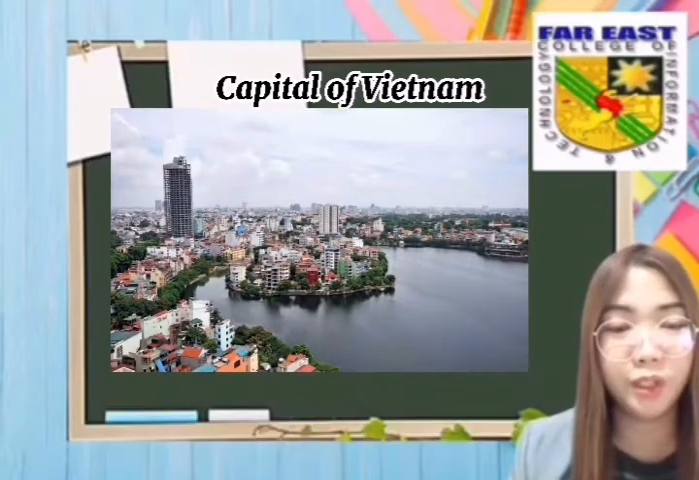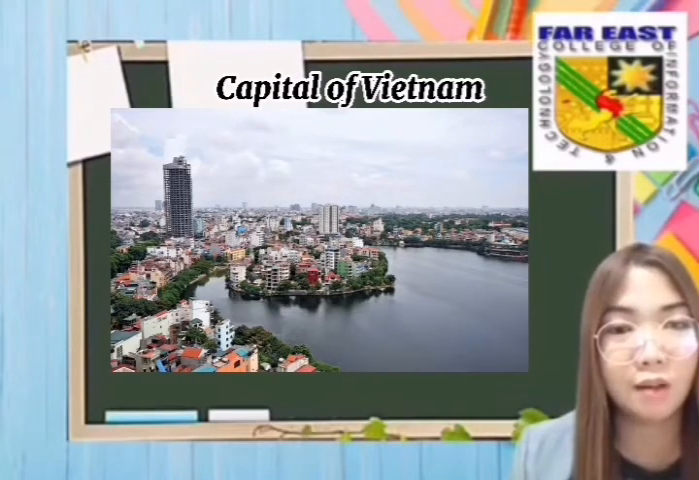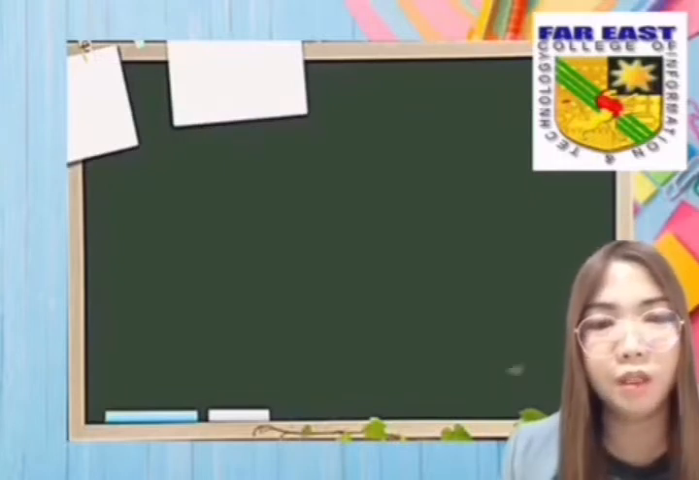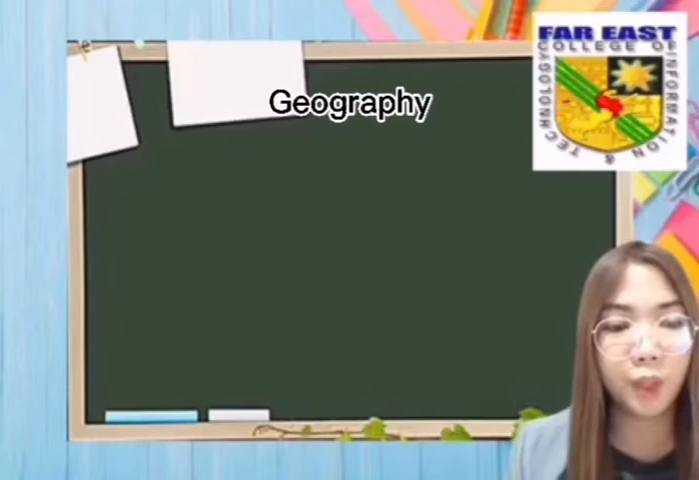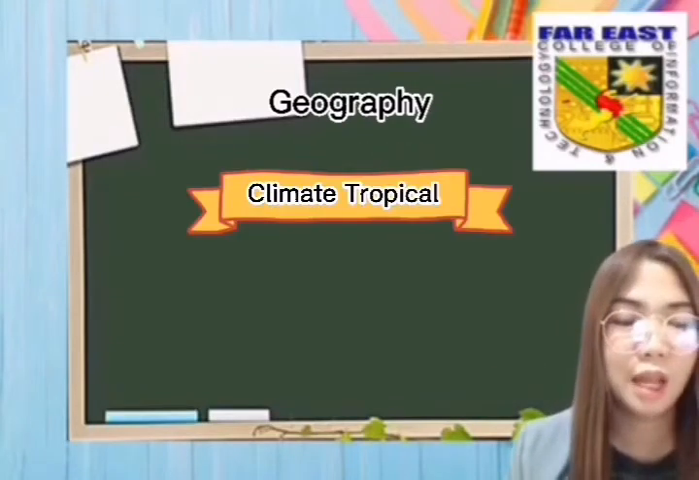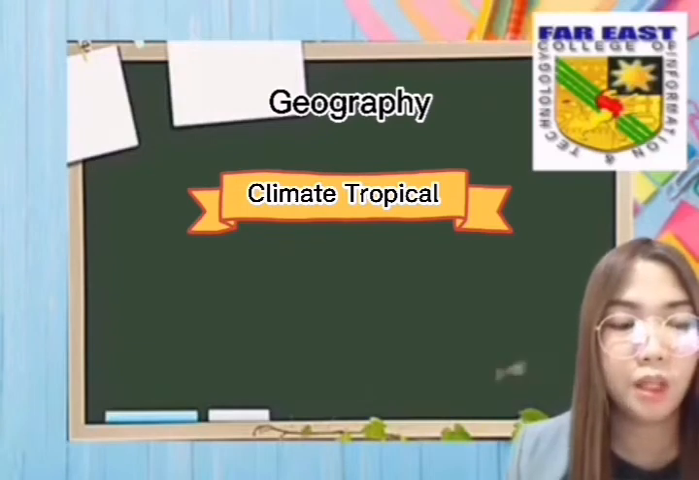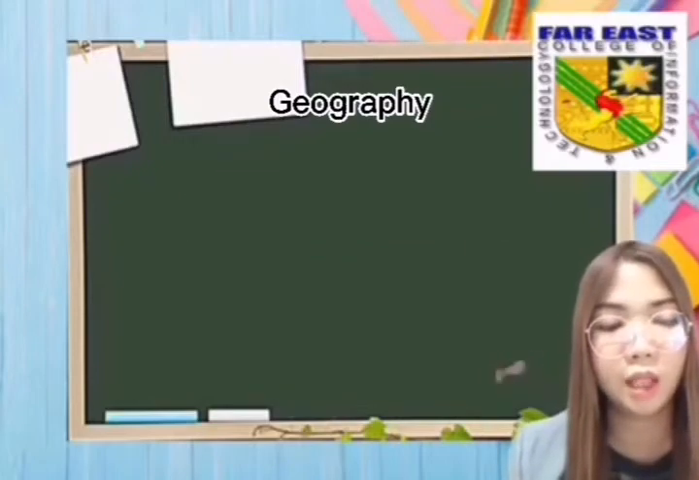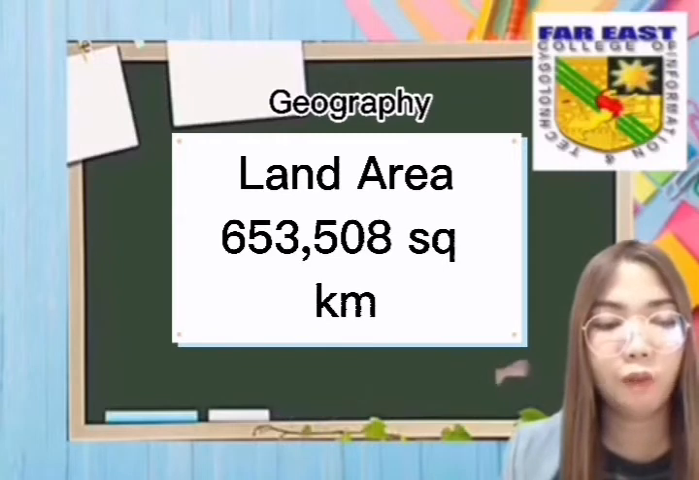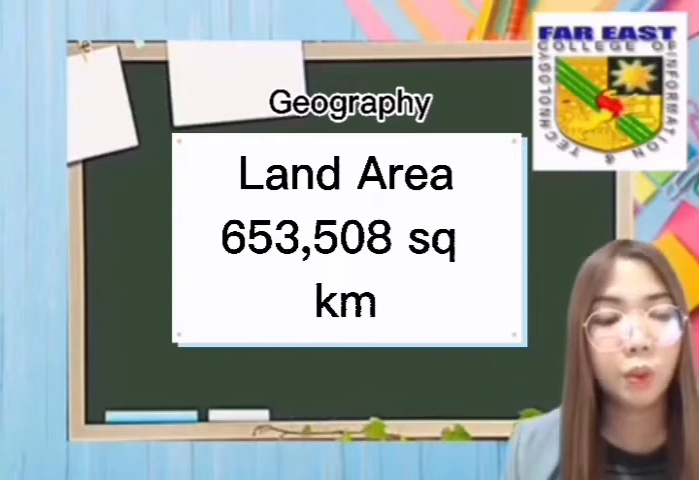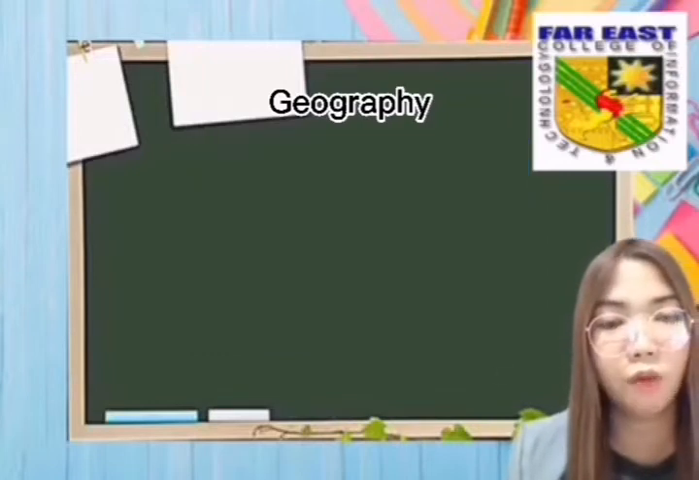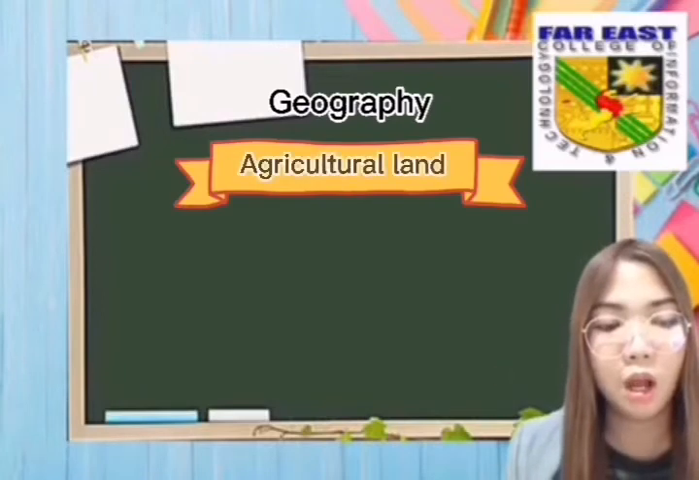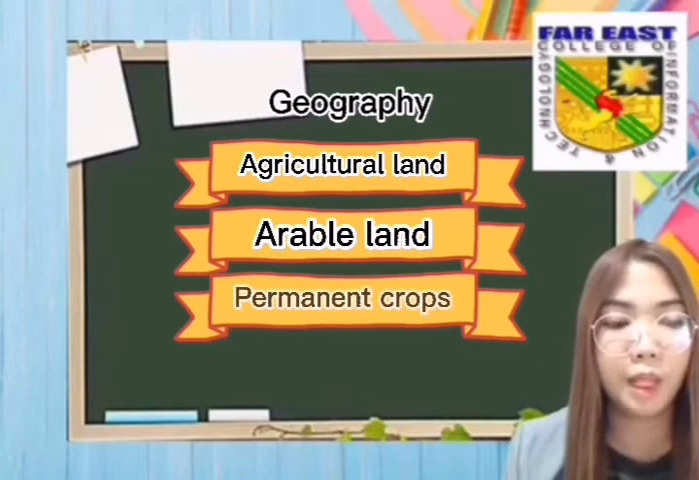It is bordering the Gulf of Thailand, Gulf of Tonkin, and South China Sea, as well as China, Laos, and Cambodia. The geography of Vietnam: their climate is tropical in the south, just like in our country. Monsoon in the north, with a hot rainy season from May to September. Their dry season is October to March. Their land area is 653,508 square kilometers. Of course, they use their land for agriculture: arable lands, permanent crops, and permanent pastures.